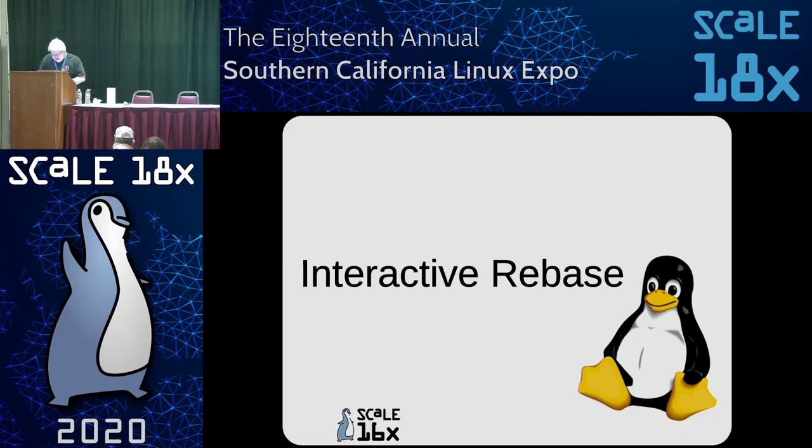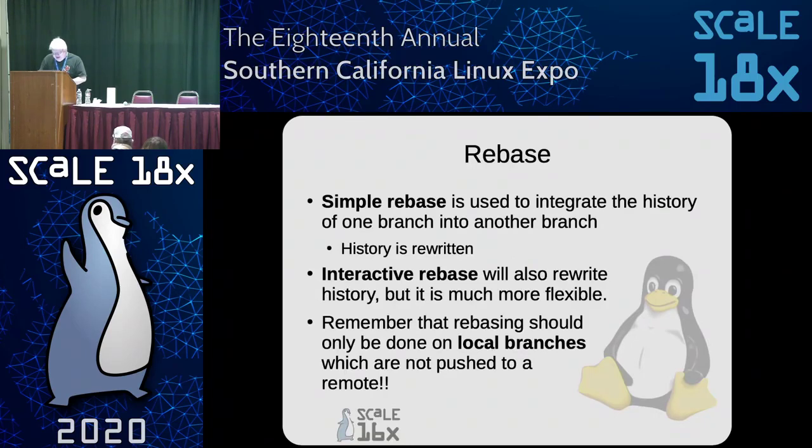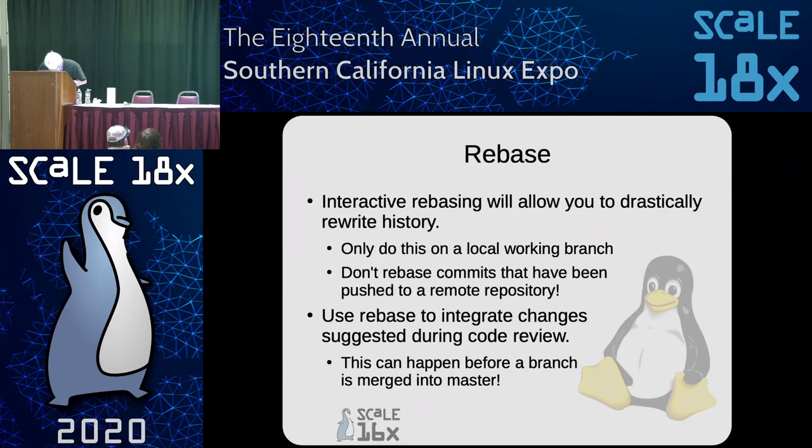The second type of rebasing is interactive rebasing. Simple rebasing, which is what we just finished talking about, is used to integrate the history of one branch into another branch. History is rewritten. With interactive rebasing, it also rewrites history, but it's a lot more flexible. Remember, of course, that rebasing should only be done in local branches which are not pushed yet to remote.